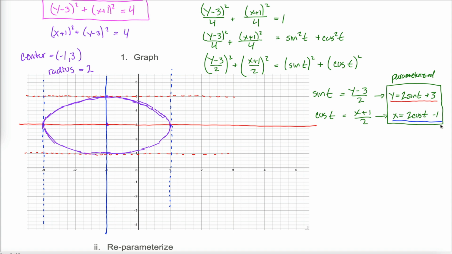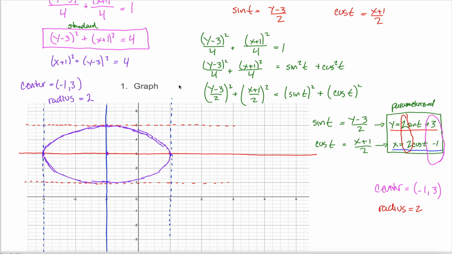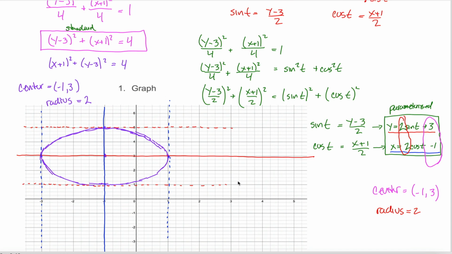What I'm saying is from this parameterized form, we can immediately get the x and y coordinates of the center to be negative 1 and positive 3. And the radius of the circle to be equal to 2. A little bit more straightforward than how we read this equation down here.